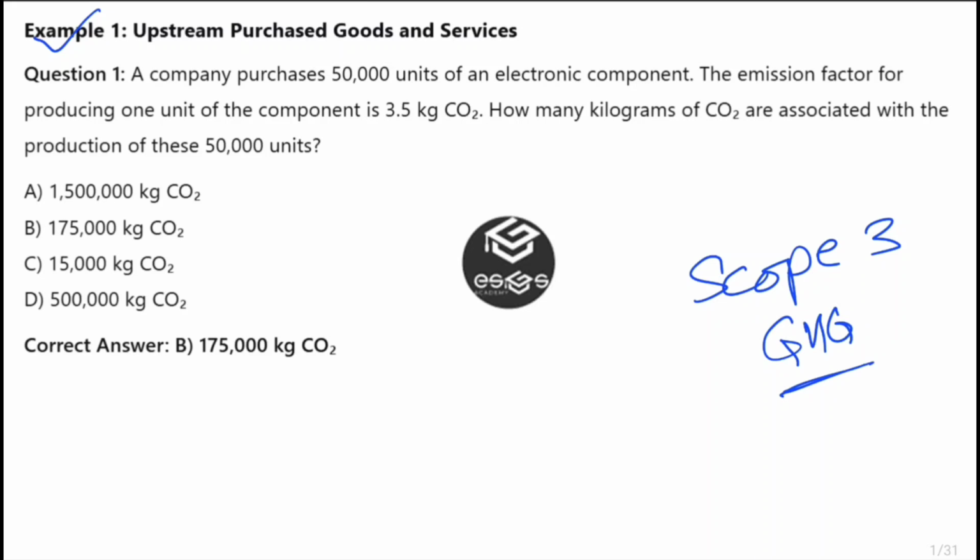As you know, there are 15 different categories as per GHG protocol. Okay, so we'll see some examples. The first example is from upstream purchase goods and services.